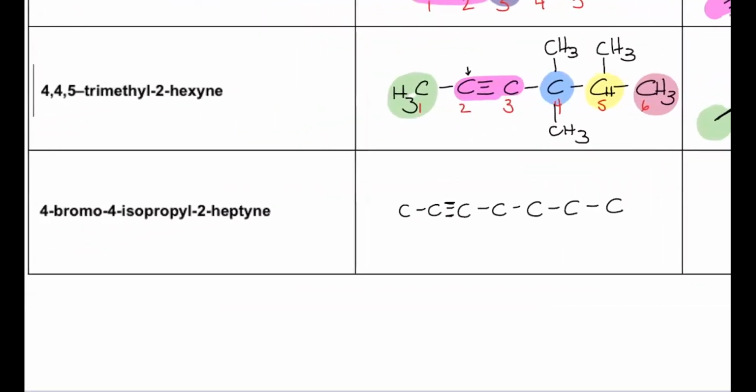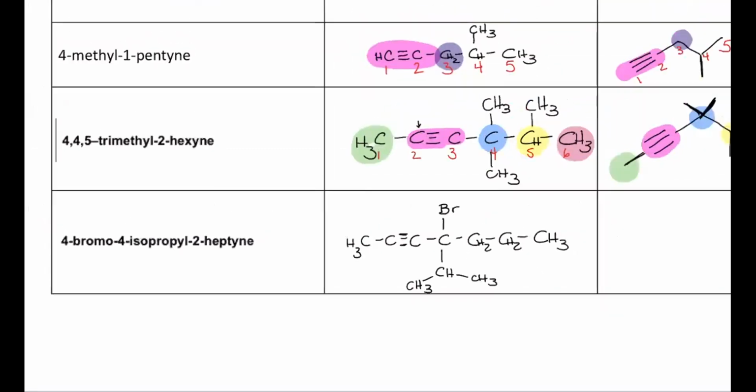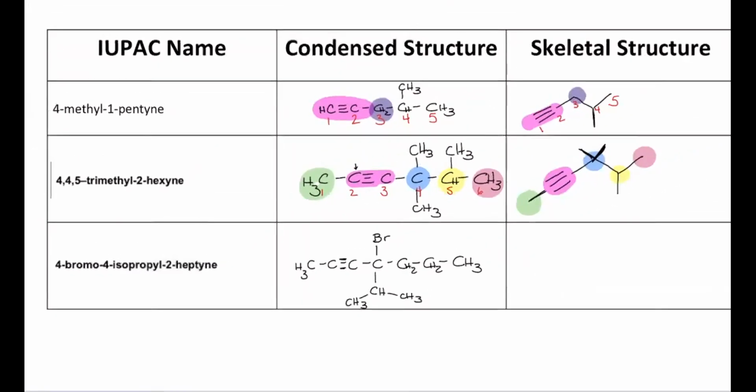Then I have 2 substituents on carbon 4. I have a bromine and I have an isopropyl. Let me add the hydrogens. This is a CH3. This is a CH2, CH2, CH3. Let's go to the skeletal.